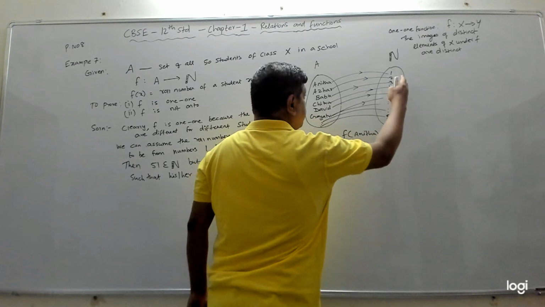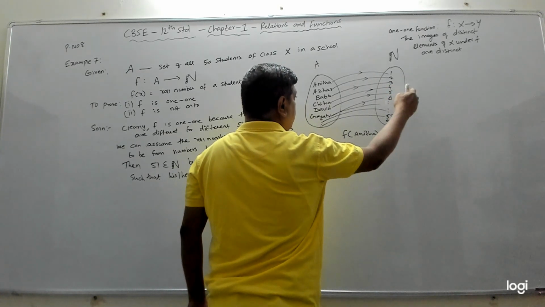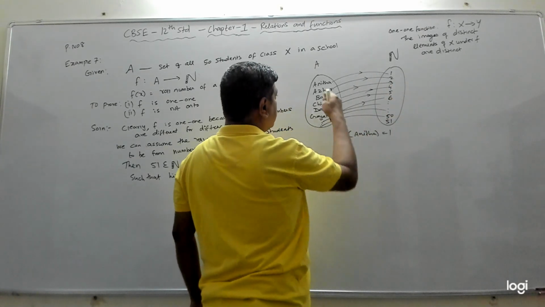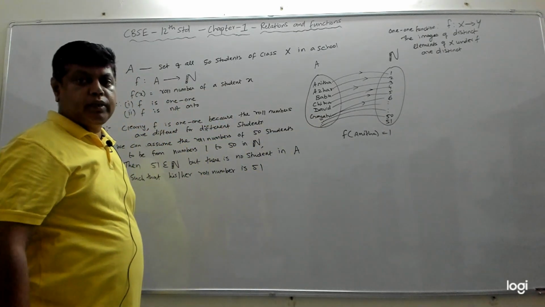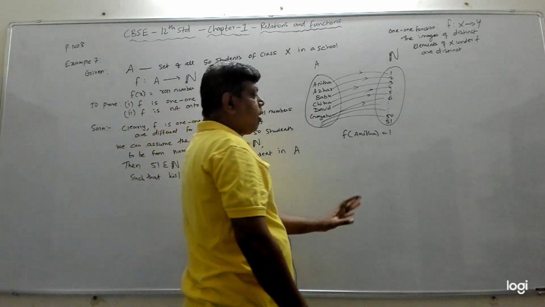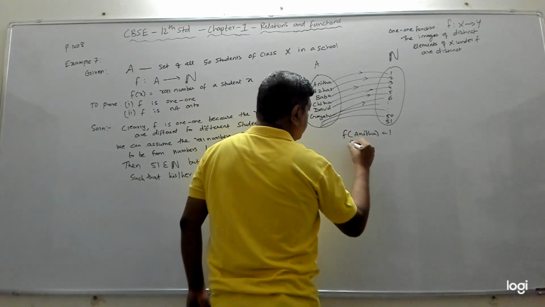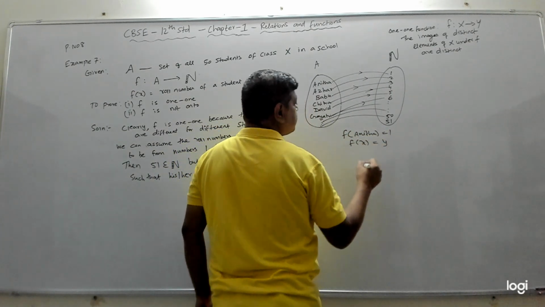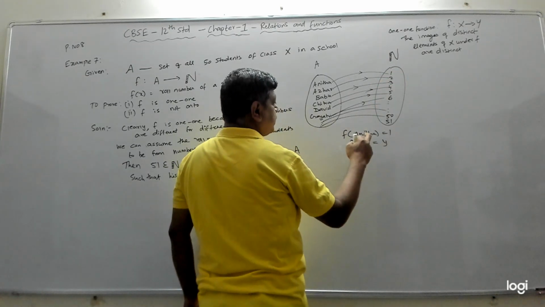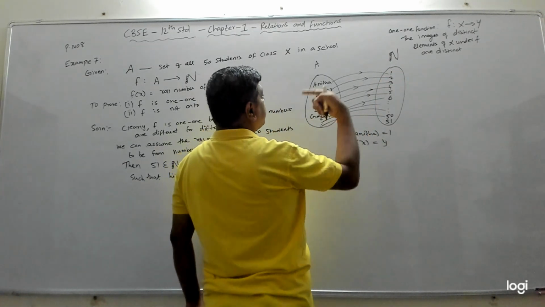The elements in the codomain are denoted by small y. The elements in domain set A are denoted by small x. So f of Anita is 1. That we call as f of x is equal to y. So y is 1, x is Anita. Then again another x, Azar.